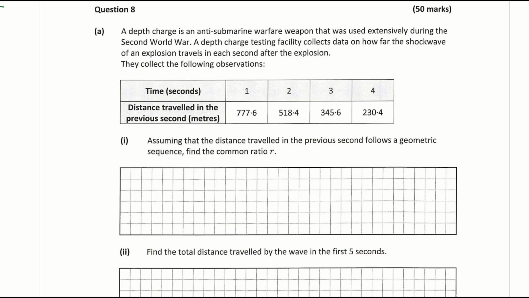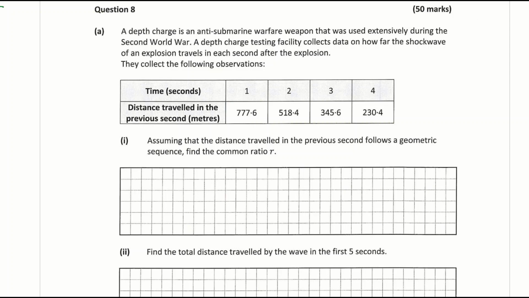Question 8a. A depth charge is an anti-submarine warfare weapon that was used extensively during the Second World War. A depth charge testing facility collects data on how far the shockwave of an explosion travels in each second after the explosion. They collect the following observations. So you have the time, 1, 2, 3, 4, and then you have the distance traveled in the previous second, and it's measured in meters. So assuming that the distance traveled in the previous seconds follows a geometric sequence, find the common ratio R.